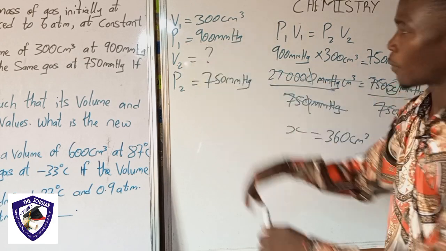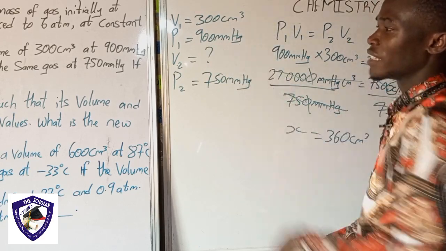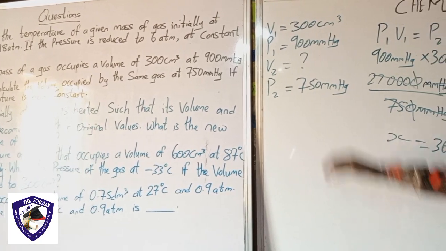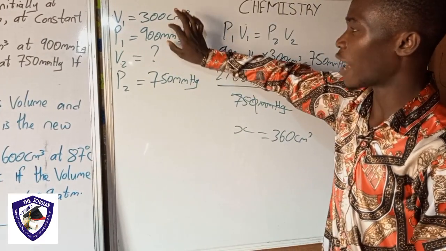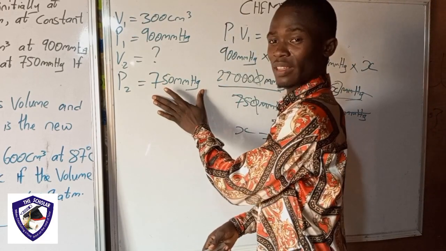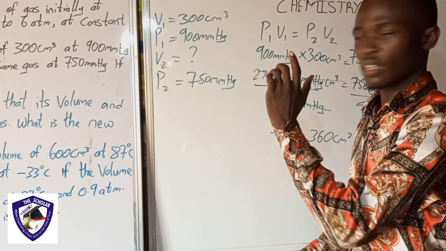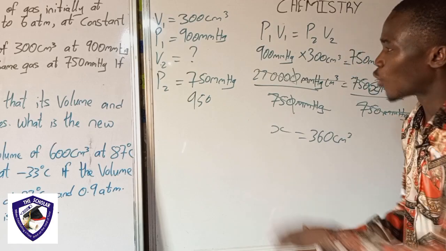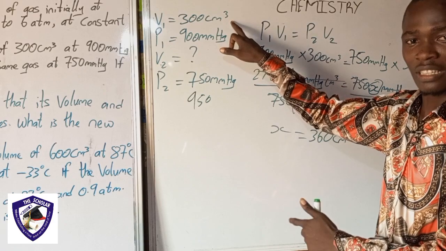Now, let's look at this question. For the initial pressure, our initial pressure was 900 millimeter mercury at 300 centimeter cube. The question says, since the pressure was reduced to 750 millimeter mercury, it means your answer for the volume must increase. Now for 900 millimeter mercury, the volume was 300 centimeter cube. Now for 750 millimeter mercury, your answer must be what? Greater than V1. Now let's assume your P2 is 950. It means your answer must be what? Must be lesser than 300 centimeter cube.